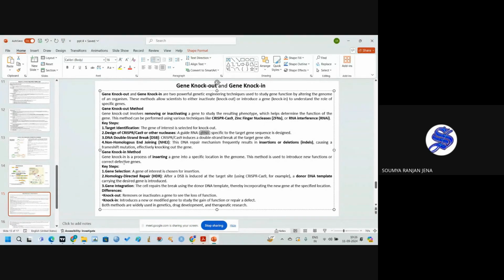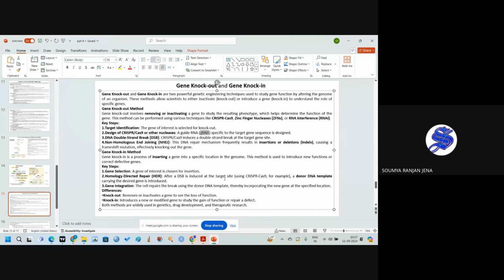Similarly, gene knock-in is a process of inserting a gene into a specific location of the genome. This method is used to introduce a new function or correct defective genes. In this step, first we select a particular gene of interest, then homology directed repair. This is the repair mechanism after a double stranded break is induced at the target site.